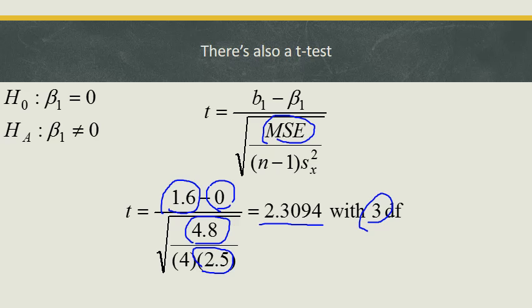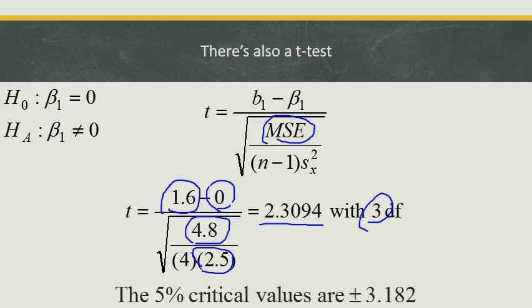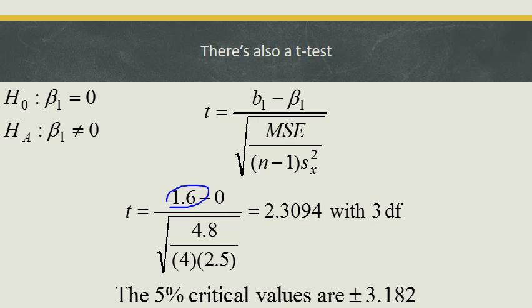If you look up the t-distribution with 3 degrees of freedom, then you'll see that the two-tailed 5% critical values are plus and minus 3.182. Our t-value isn't big enough to reject, and the thinking behind this test is that B1, the slope of the best fit line, simply isn't big enough to be significant.